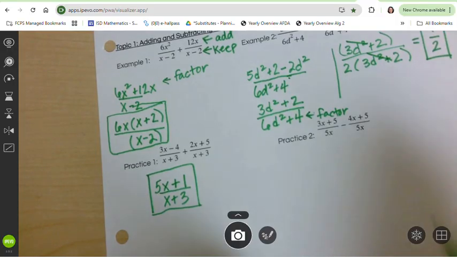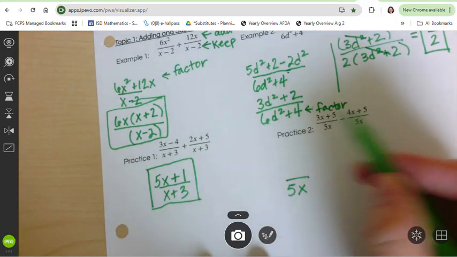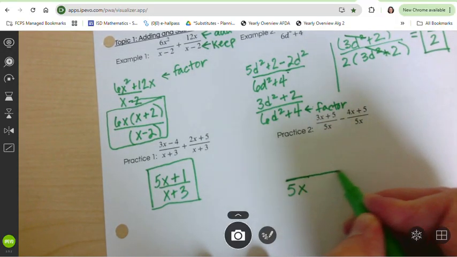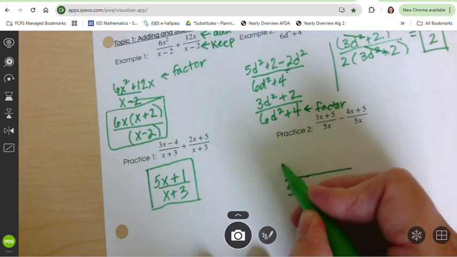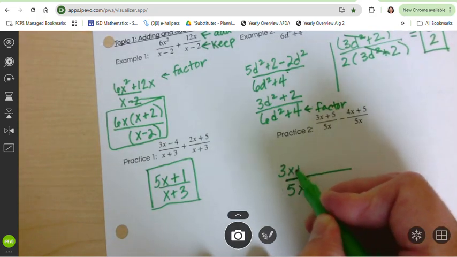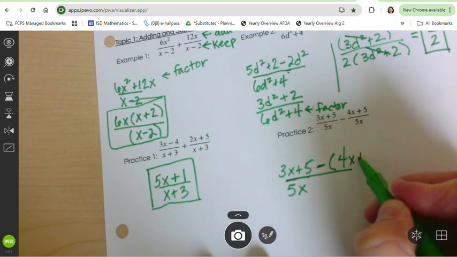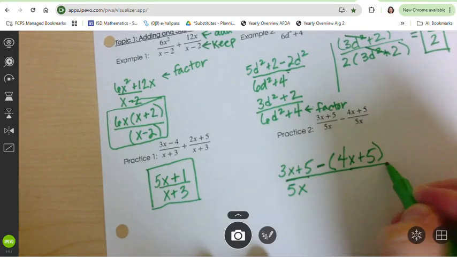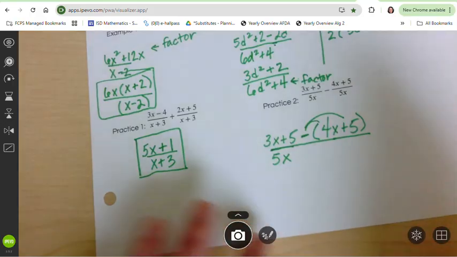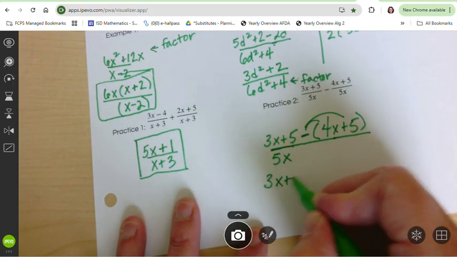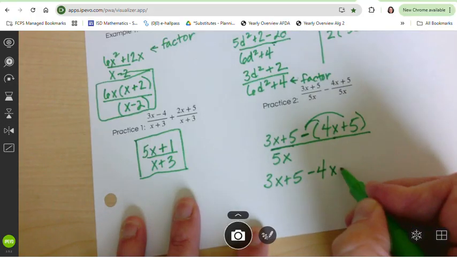For the next one, we're going to keep your denominator of 5x, but I am going to show the step to subtract because subtracting is tricky. People always forget to distribute the subtraction to both terms. So I'm going to keep the 3x plus 5, and then I'm going to subtract the 4x, and I'm going to subtract the 5. So that subtraction, it distributes to both of these. So 3x plus 5, but then minus 4x and minus 5.